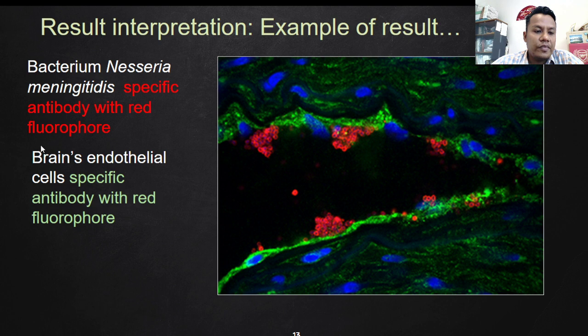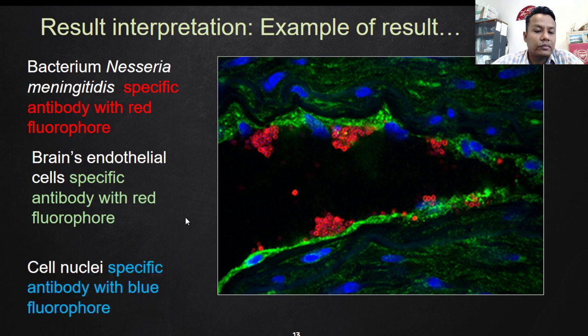The green area represents the brain endothelial cells. How do we know they are the brain cells? Because earlier we used a specific antibody to brain cells carrying green fluorophore. So when they are stained, the antibody will stain the brain cells and can be observed as green light under the microscope. As for the blue areas, they represent the cell nuclei because they have been stained with the cell nuclei specific antibody with blue fluorophore.